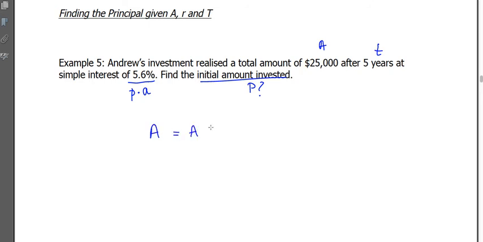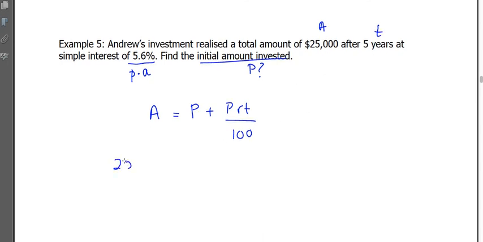We do have a formula that links all of these things, and I've just done the same thing I did before. That's better. The final amount is equal to P plus PRT over 100. We've got that final amount. So let's substitute that into the rule. I don't know P, so that's going to stay like that. The rate is 5.6. The time is 5 years, and that must be over 100. Let's solve for P.